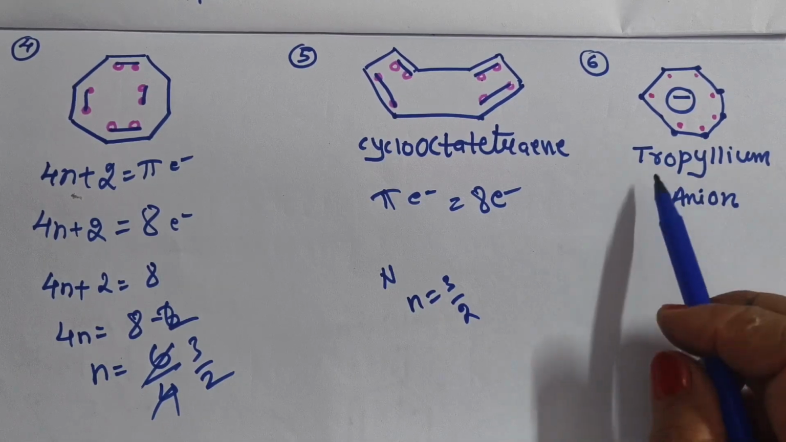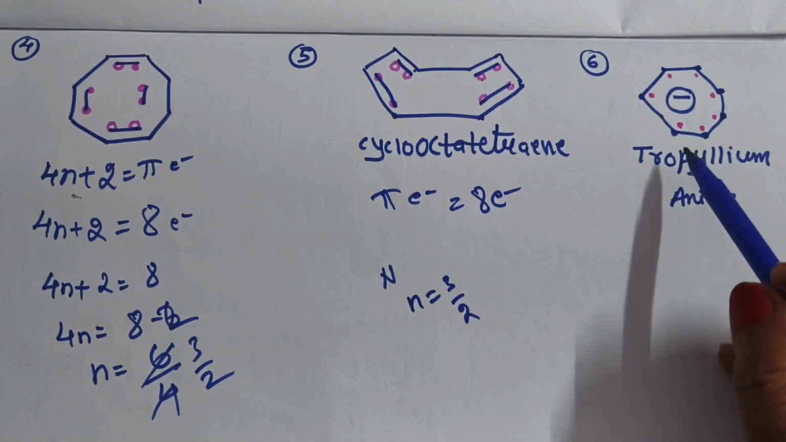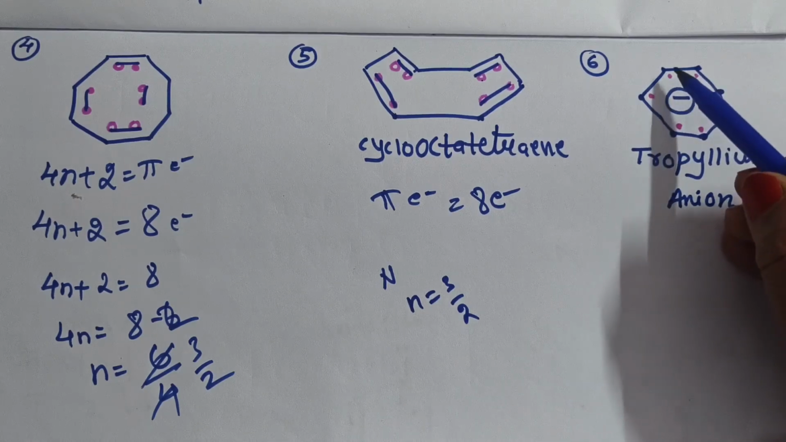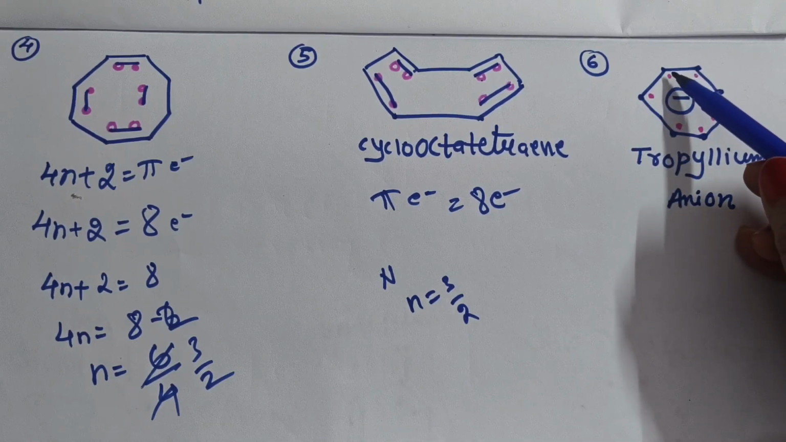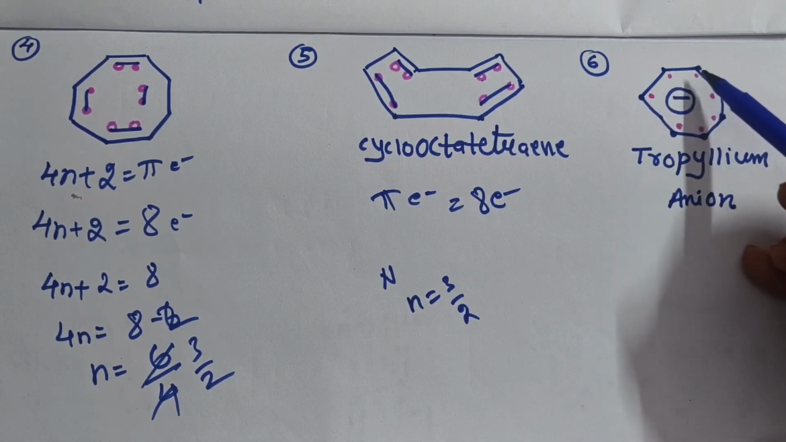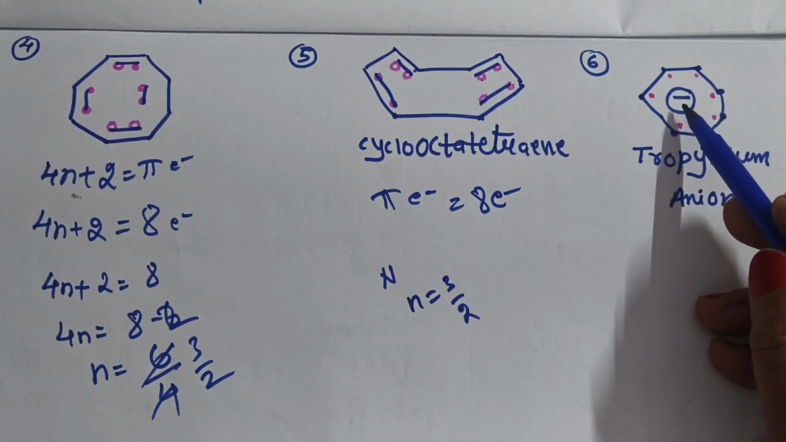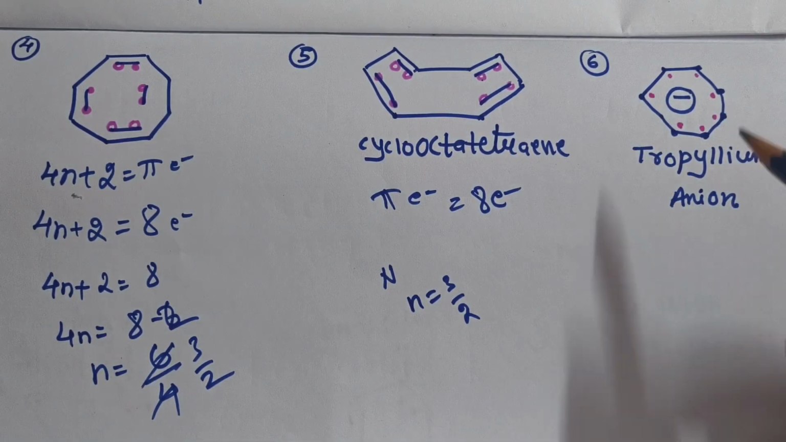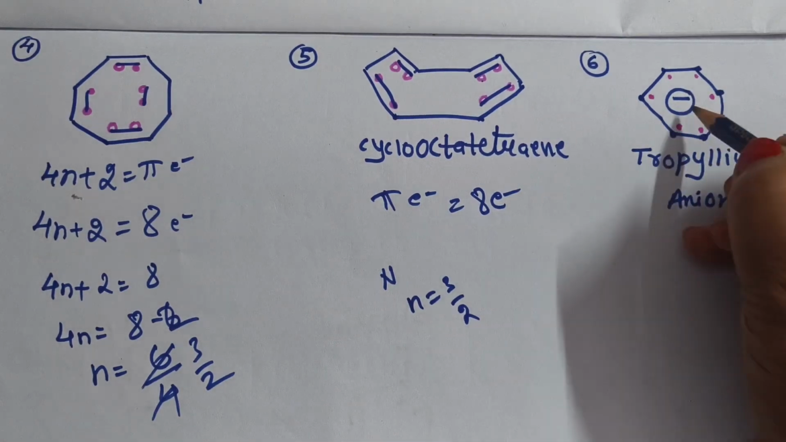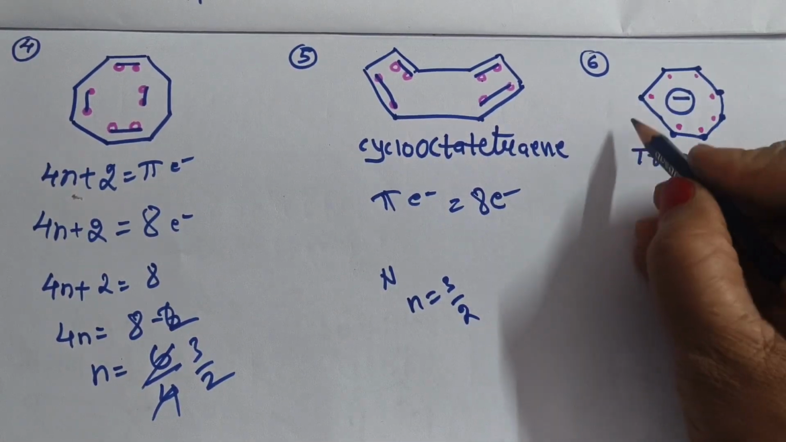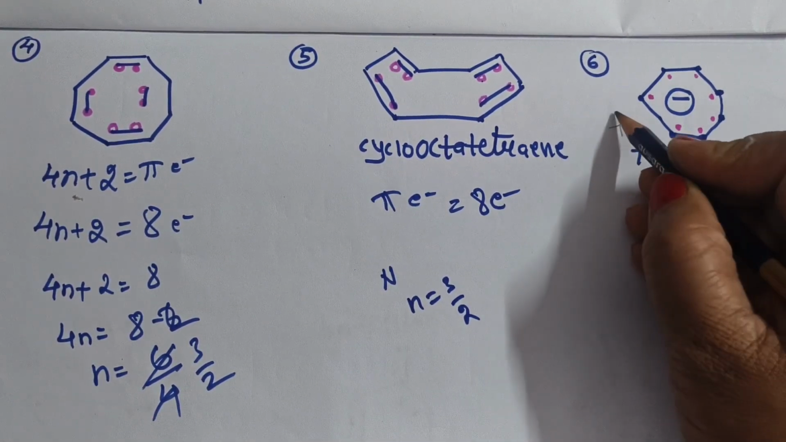Now let us talk about tropylium anion. So students, you can see how many electrons are here. There are 7 carbons, so they will give one electron each. So 1, 2, 3, 4, 5, 6, 7. But there is one minus charge. So what does the minus charge say? That minus charge means one extra electron has been taken. So how many will it be? 7 + 1, 8 electrons.